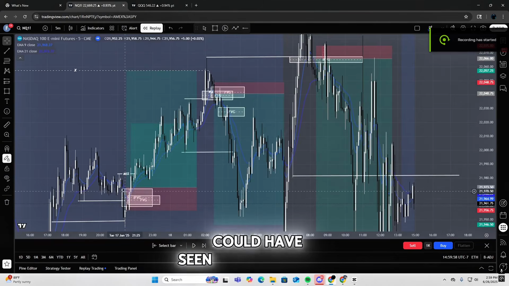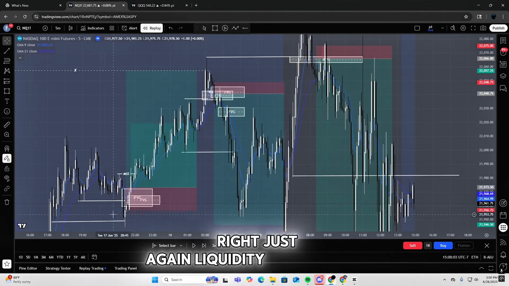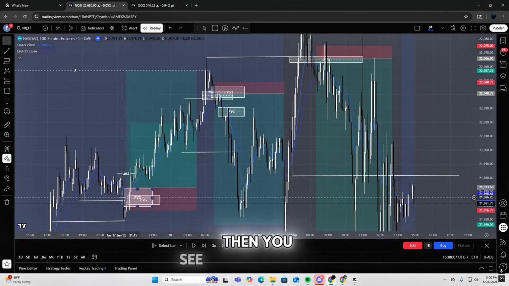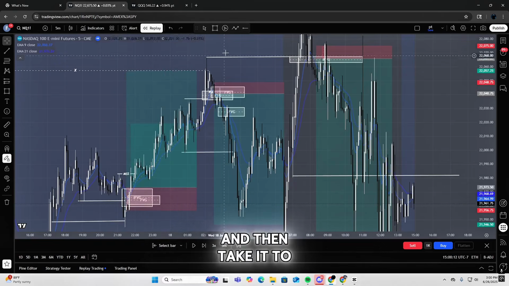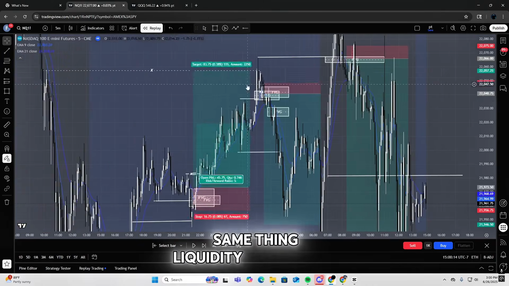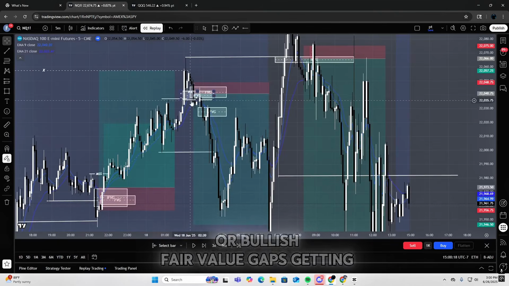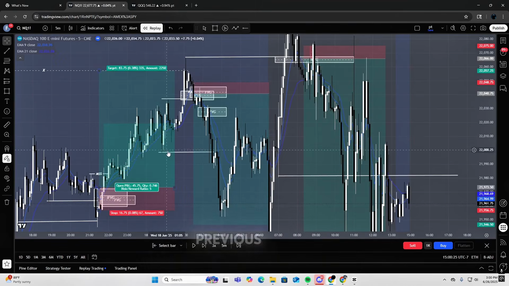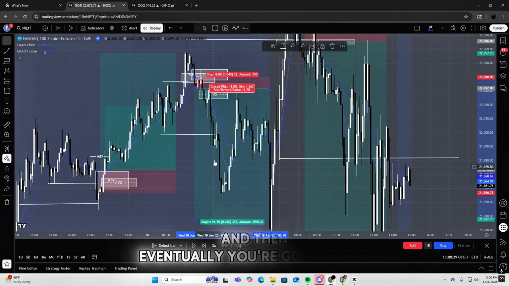But just right there, you could have seen how you could have caught plays to the upside and plays to the downside. Again, seeing the liquidity sweep, then you see support develop, and then you start seeing a change of direction with the market structure shift, and then take it to the upside right here. Again, same thing: liquidity sweep, see inverse fair value gap, or bullish fair value gaps getting inversed, see bearish fair value gaps being formed and respected. Take it all the way down, then keep taking these previous higher lows and going lower. Eventually you're going to stop.